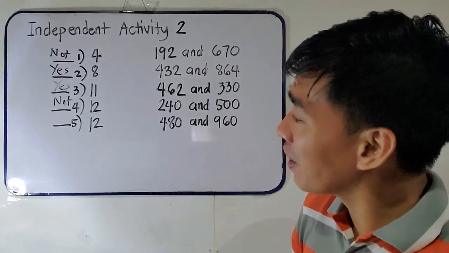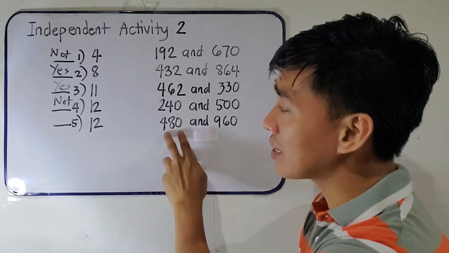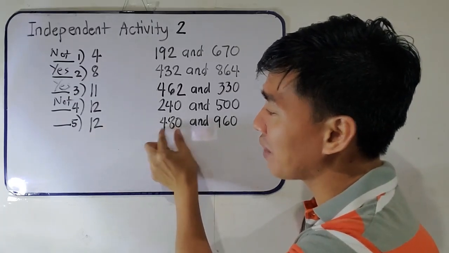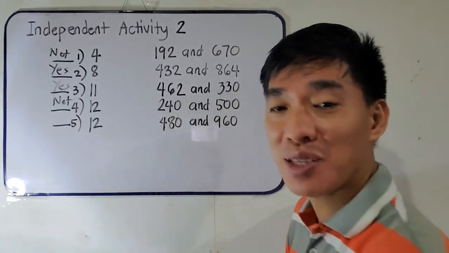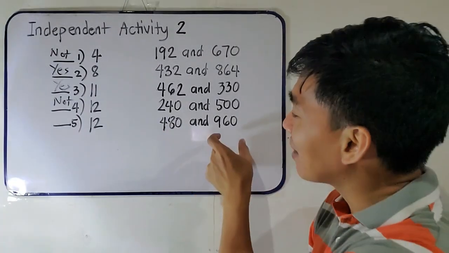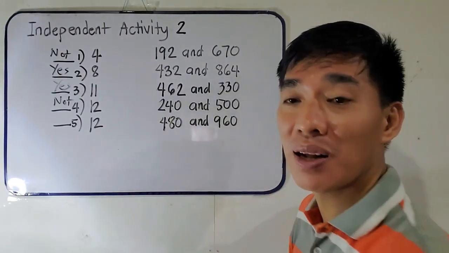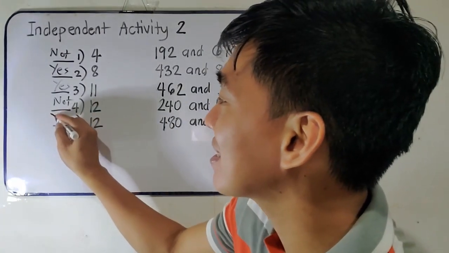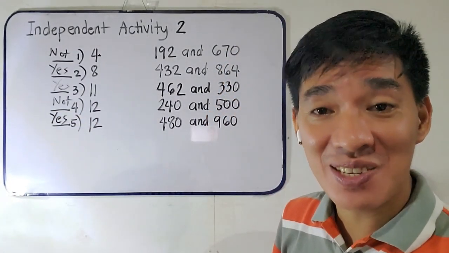Okay, and finally 480 and 960. I'm sure that this is divisible by 12 because 12 times 4 is equal to 48. So 480 divided by 12, that's divisible. 960, I'm sure that that is also divisible by 12. So the correct answer is yes. So how many points did you get?